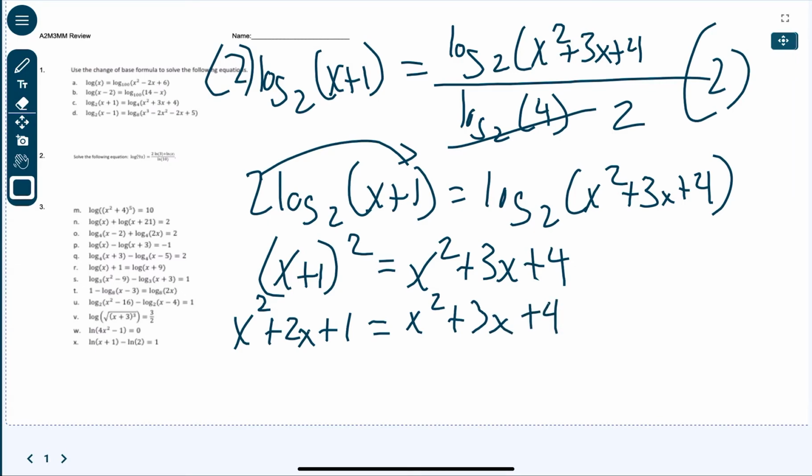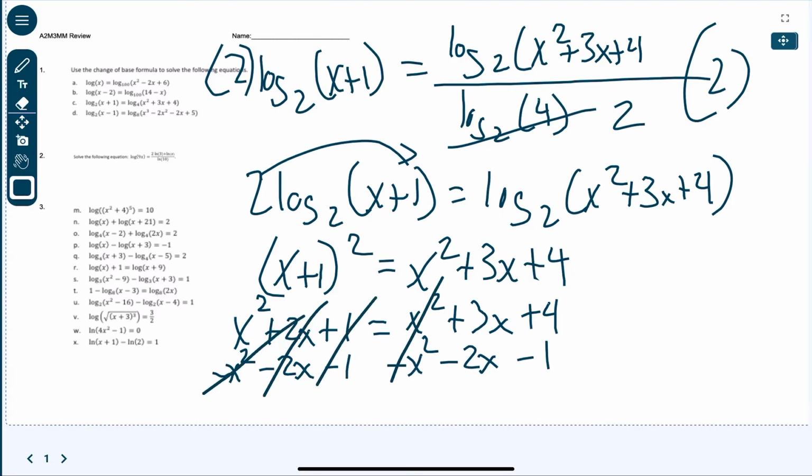And now we just got to combine like terms, which means let's move everything from the left side to the right. So minus x squared minus 2x minus 1. So that cancels. All of those cancel. And 0 is equal to x plus 3. So x would equal -3.